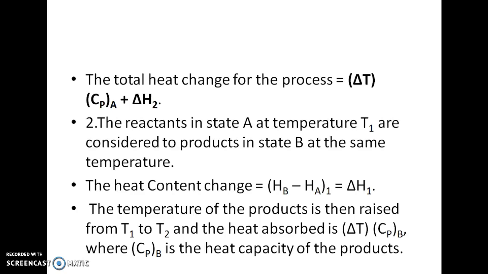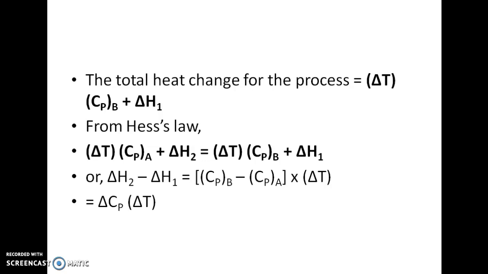In the second way, the reactants in state A at temperature T1 are converted to products in state B at the same temperature. For this process, the heat content change Hb minus Ha at T1 equals ΔH1. The temperature of the product is then raised from T1 to T2, and the heat absorbed is ΔT into Cp,B, where Cp,B is the heat capacity of the product. So the total heat change for this process is ΔT into Cp,B plus ΔH1.